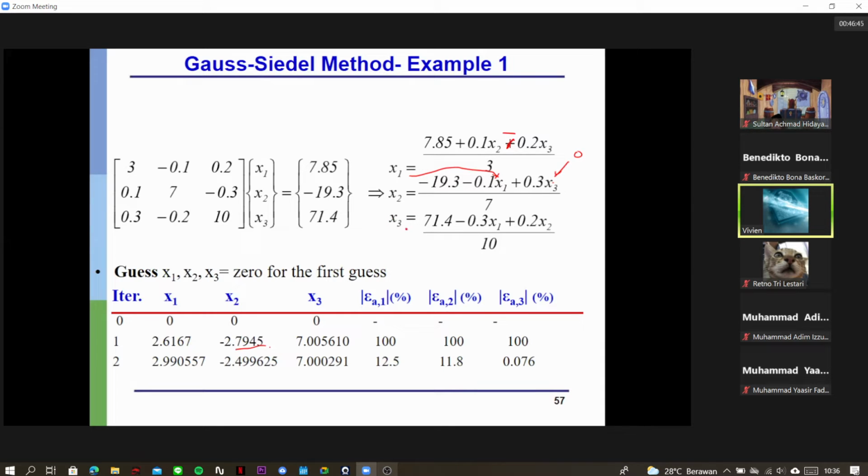And then now we can continue to x3. So x3 is 71.4 minus 0.3 x1. This is calculated from here, we already have the value, and x2 is already updated as well, so we use it directly. And then we have the calculation of x3. Now we calculate the approximate error, so that will be 100% for the first iteration.